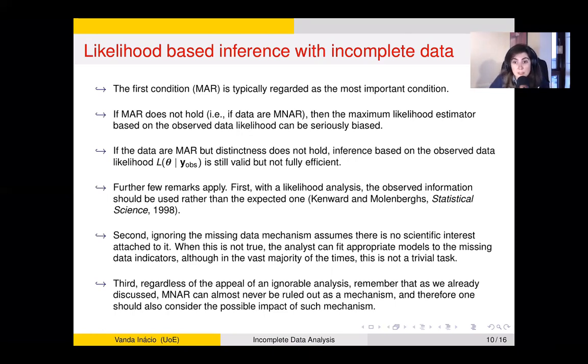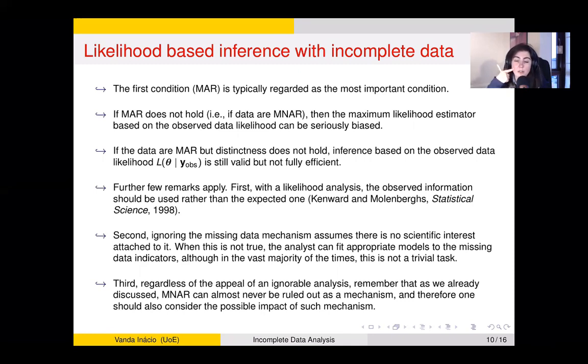Also, when we just maximize the likelihood of the observed data, we have the likelihood of theta and psi, and our goal is to make inferences about theta. But in case the parameter of the missing data mechanism has some scientific interest, usually there is no interest in it, but in case there is, then we should consider it and treat it carefully, even if the data are missing at random and the two conditions for ignorability apply.